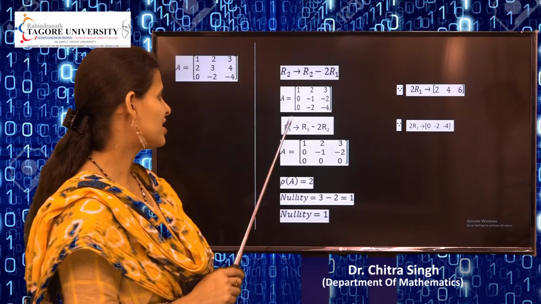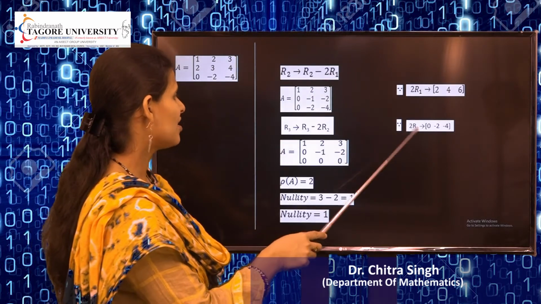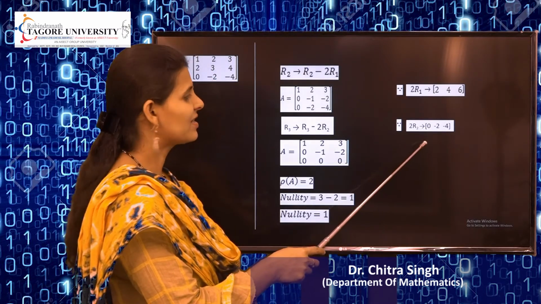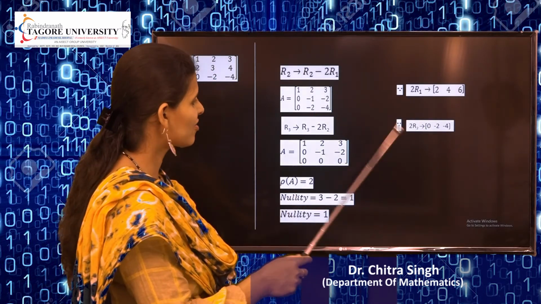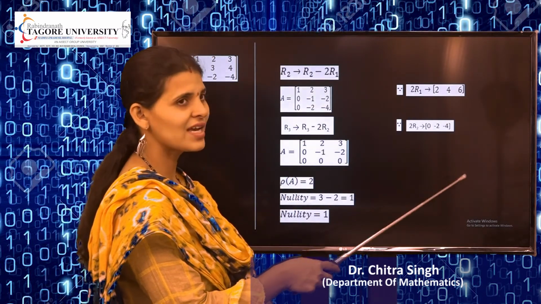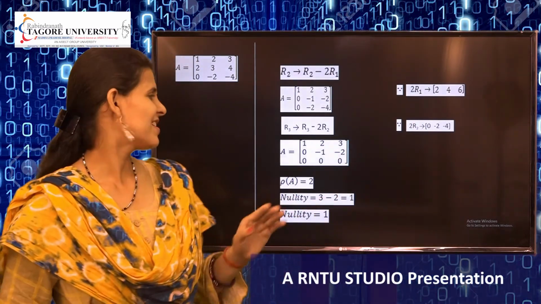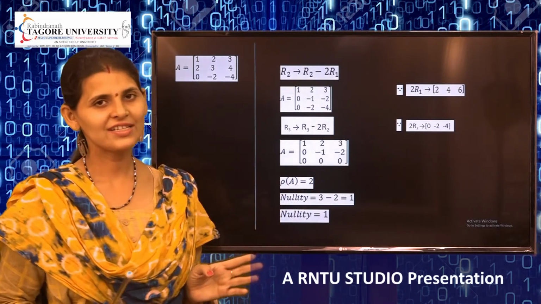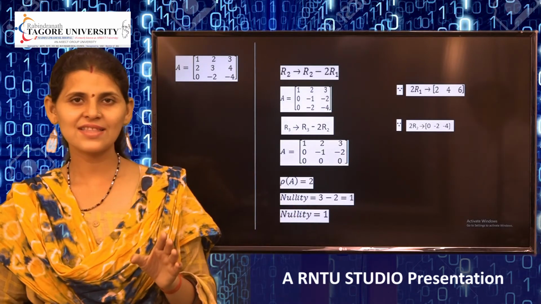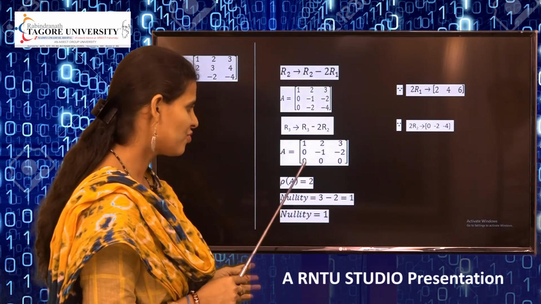Then we apply the operation R3 tends to R3 minus 2R2, and you get 0 minus 0, so you get 0. Minus 2 minus minus 2: minus minus is plus, so minus 2 plus 2 you get 0. Then again minus 4 minus minus 4, so minus 4 plus 4 you get 0. So you see that this is an upper triangular matrix, because the R3 row is 0, 0, 0. The matrix is 1, 2, 3, 0, minus 1, minus 2, 0, 0, 0.